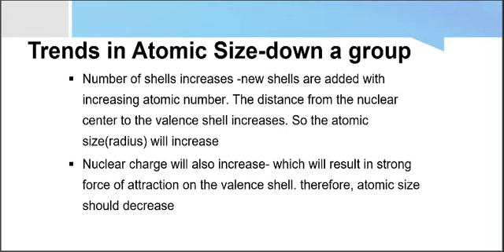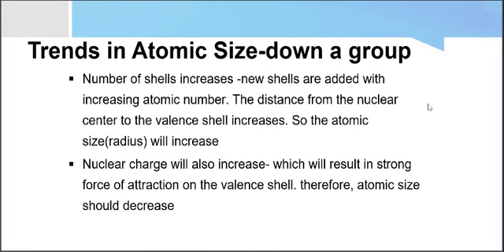But as we move down a group, since there are more shells, the number of electrons will also increase, and the number of protons will increase, so the nuclear charge will also increase. When nuclear charge is increasing, the atomic radius should decrease. As we move down a group, the number of shells increases, therefore the atomic radii should increase.